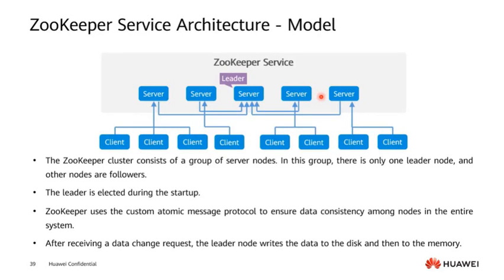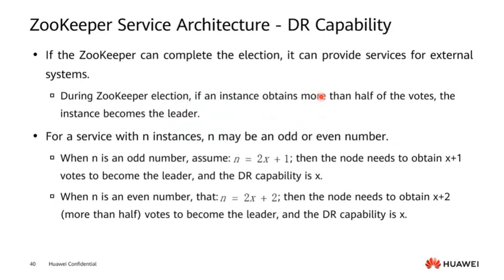Zookeeper adopts a protocol named Zookeeper Atomic Broadcast, short for ZAB, which ensures the data or status consistency among nodes in the coordination system. Followers use ZAB to synchronize data from the leader and then provide services based on local storage. So we know that there should be a leader in the cluster. During leader election, if an instance obtains more than half of the votes, the instance becomes the leader.